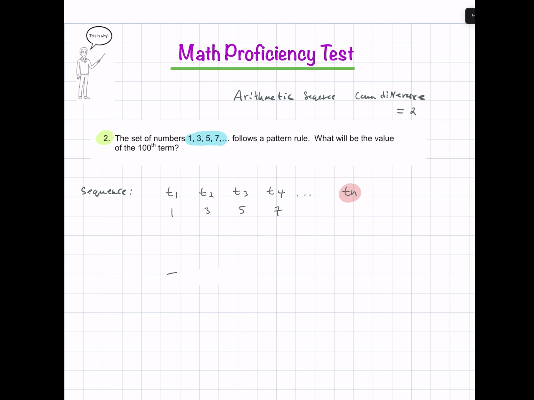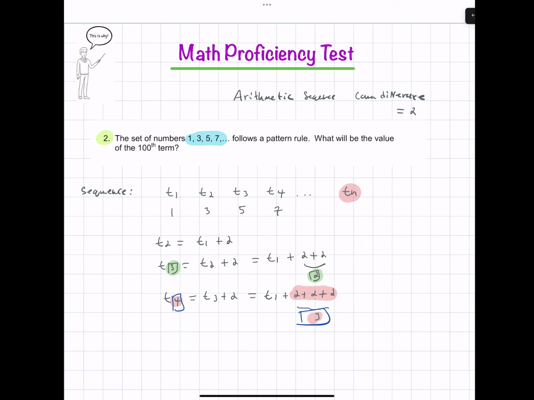But how many times have you added 2? Well, T2 is T1 plus 2. T3 is T2 plus 2, which is T1 plus 2 plus 2. I've added 2 2's to get T3. To get T4, well, it's T3 plus 2, which is going to be T1 plus 2 plus 2 plus 2. So to get T4, I added 3 2's. And this is the pattern, right? The number of 2's that I've added is 1 less than the term number.